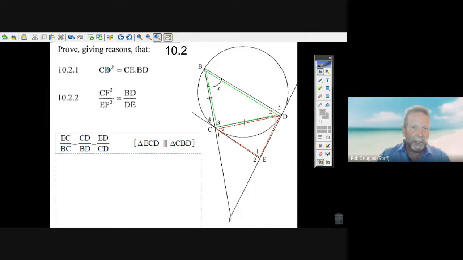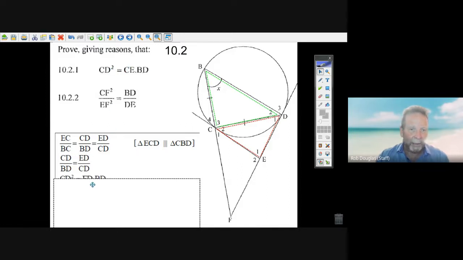Now look at this, CD squared, CE and BD, that's these letters. So just write them down. And all you have to do is cross multiply. You get CD squared equals BD times ED. Well, that's not quite right. We don't have ED. We've got CE. We don't have ED.